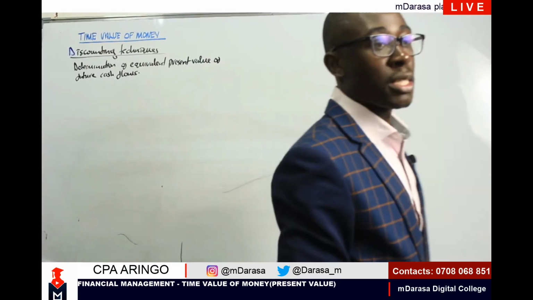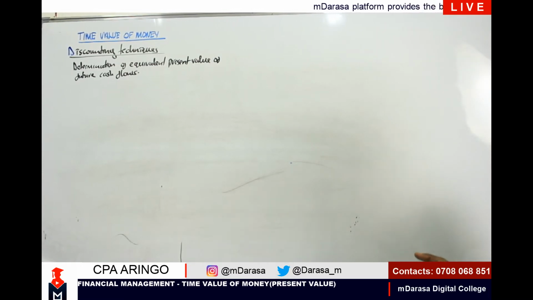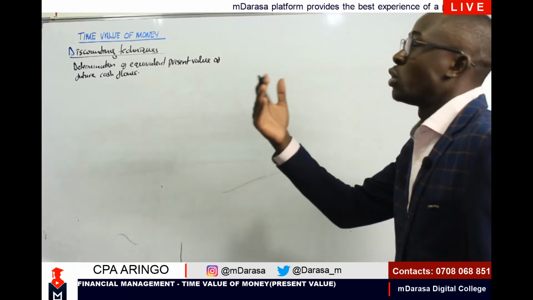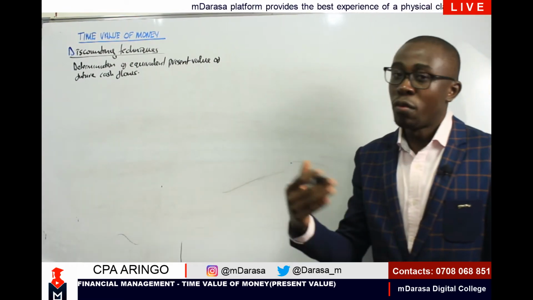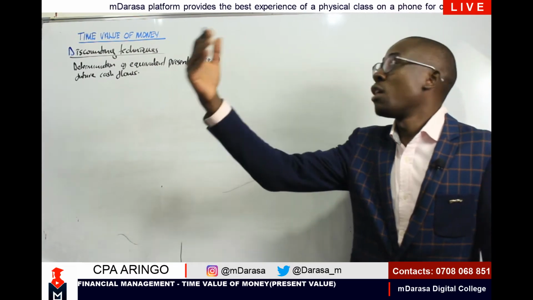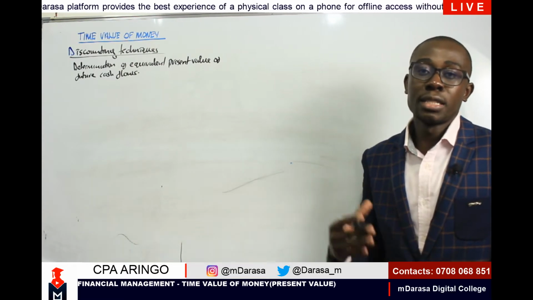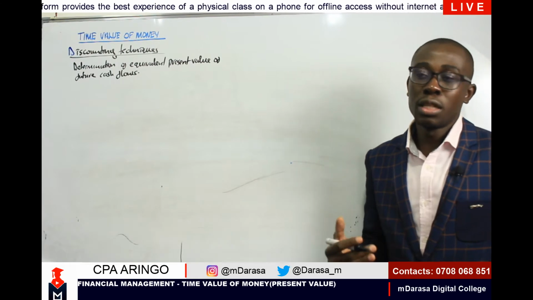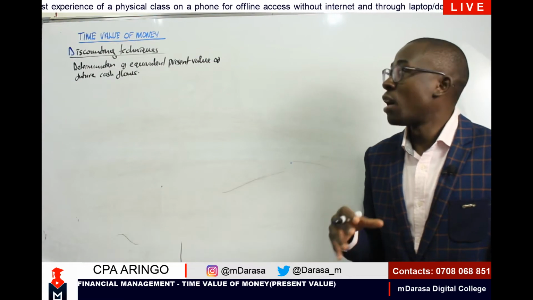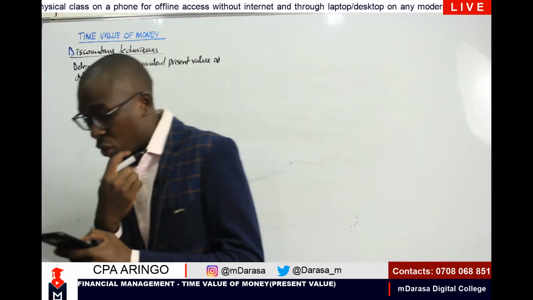Basically, it's the difference with the compounding technique, where in compounding we were determining the equivalent future value of our present cash flows. But in discounting, it will be upon us to determine the equivalent present value of future cash flows.